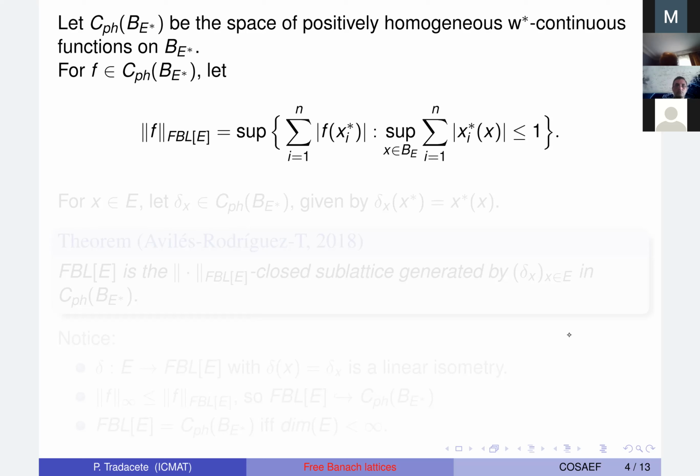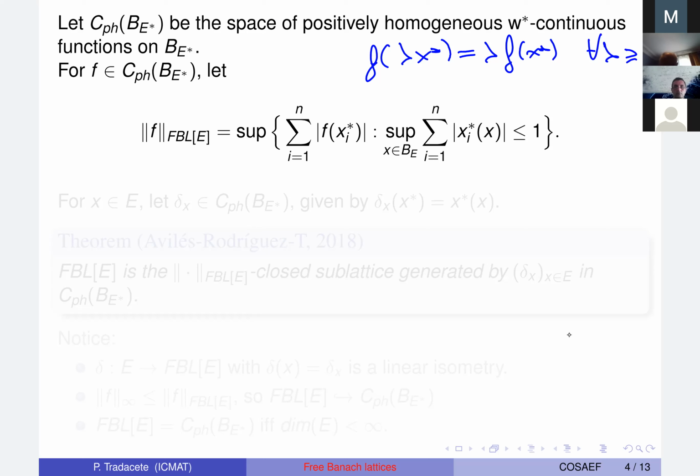And I will look at the space of continuous functions on the unit ball of this dual space, which of course is a weak star compact set. So I will consider weak star continuous functions. And I will require these functions to be positively homogeneous. I mean, I will only consider positively homogeneous functions, okay? By that I mean that every time I have a function and a positive scalar, you can take it out, for every positive lambda.